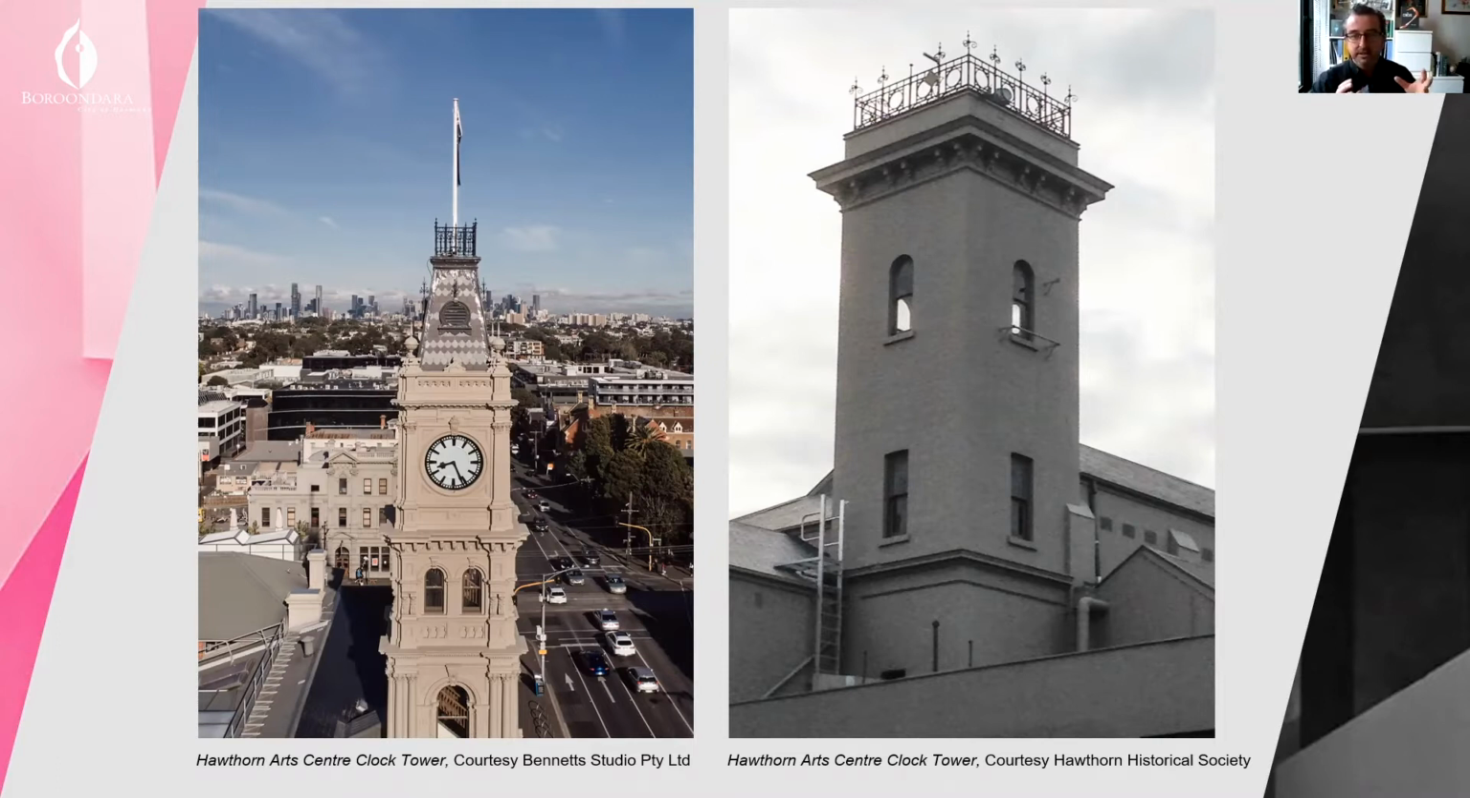It's amazing, all those different functions, the fire department, the police, the jails, all happening in the same building. To me, I think that's quite amazing anyway.